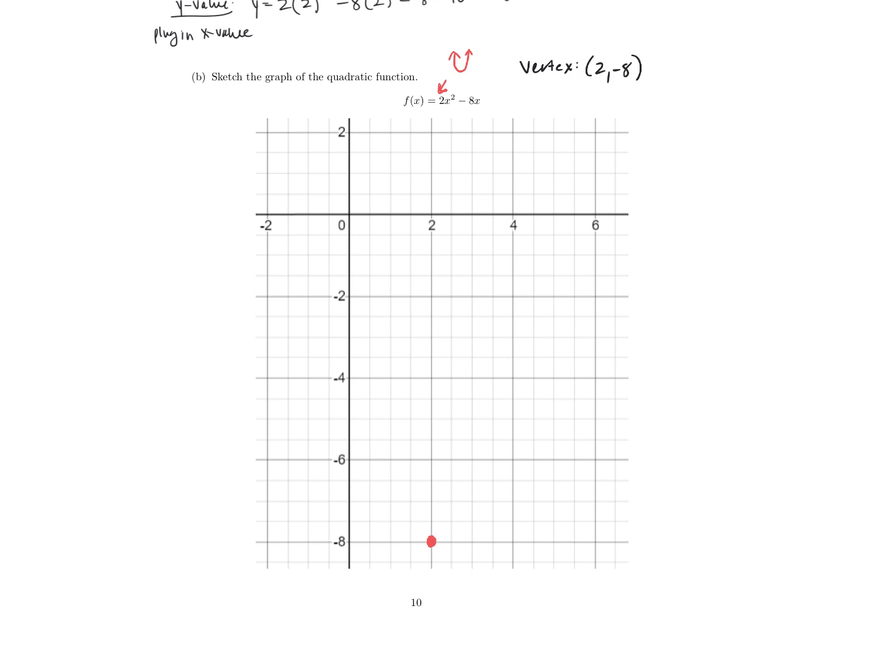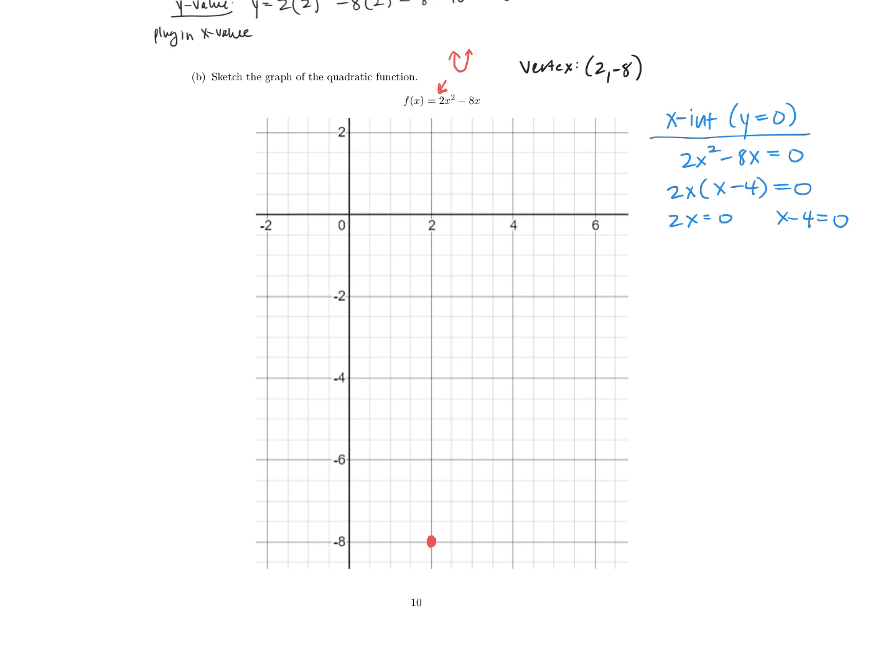You can pick a random x, plug it in, and find the y value. Or you can find the x-intercepts, since the x-axis is given here, and plot those. I would probably try to find the x-intercepts. Remember, that just means you're going to let y equal 0. So that would be 2x squared minus 8x equals 0. Then solve. We could factor out a 2x. That would leave x minus 4. Then we set each factor equal to 0 and solve.